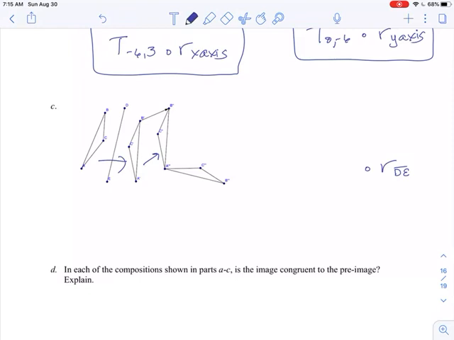Now, how did I go from this one to this one? It looks like I just translated it up and to the right a little bit. I can't use numbers because I'm not on a graph. So I translated it by that B prime, B double prime. That's the vector that I translated it over. And then to go from there to there, this last one, I did a rotation. Rotation, I'll use a capital R. I rotated it about point A double prime.